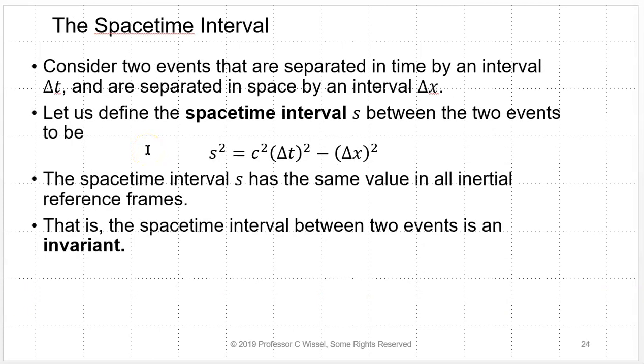So now we're going to talk about the space-time interval. Consider two events that are separated in time by an interval, delta t, and are separated in space by an interval, delta x. Let us define the space-time interval s between the two events to be s squared equals c squared delta t squared minus delta x squared. Now, the space-time interval has the same value in all inertial reference frames. That is, the space-time interval between two events is an invariant that allows us to connect the two events.